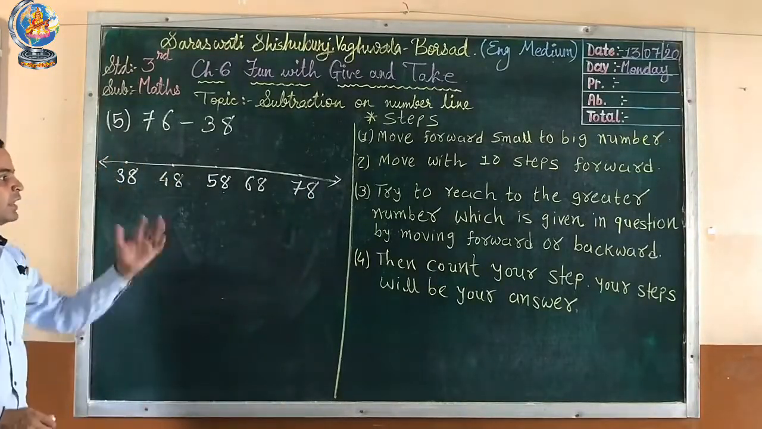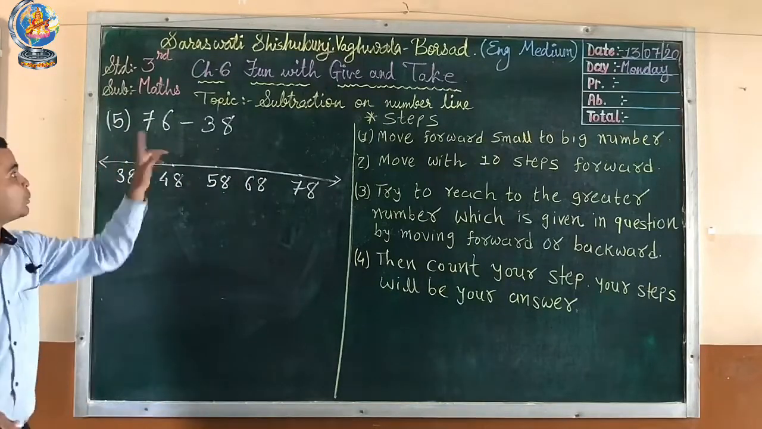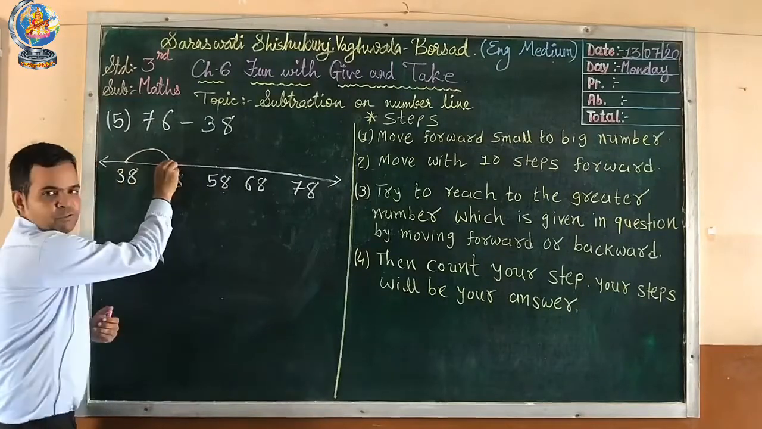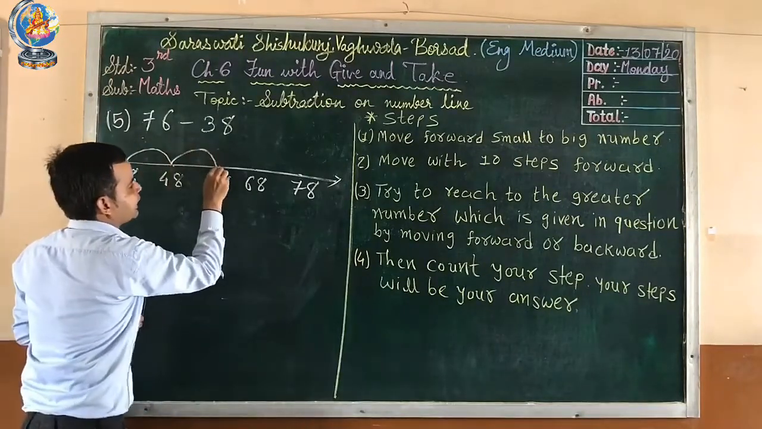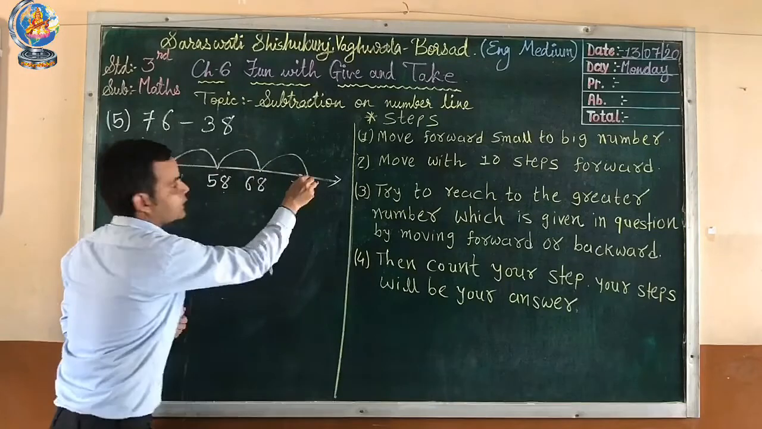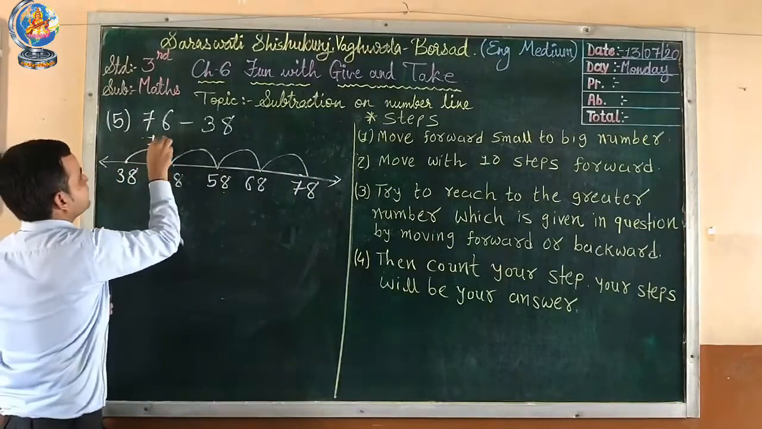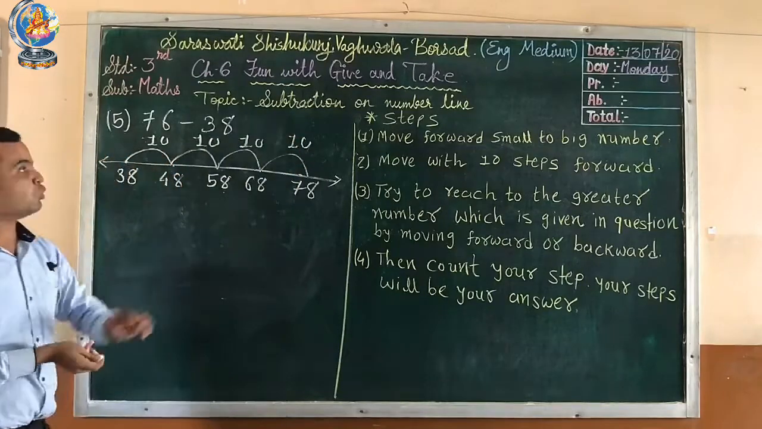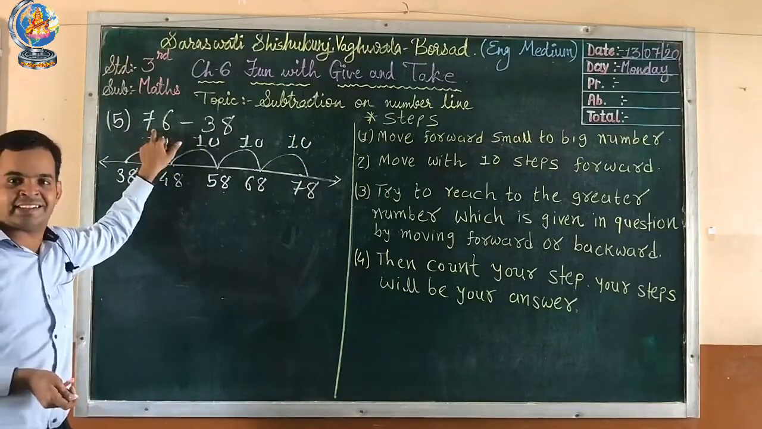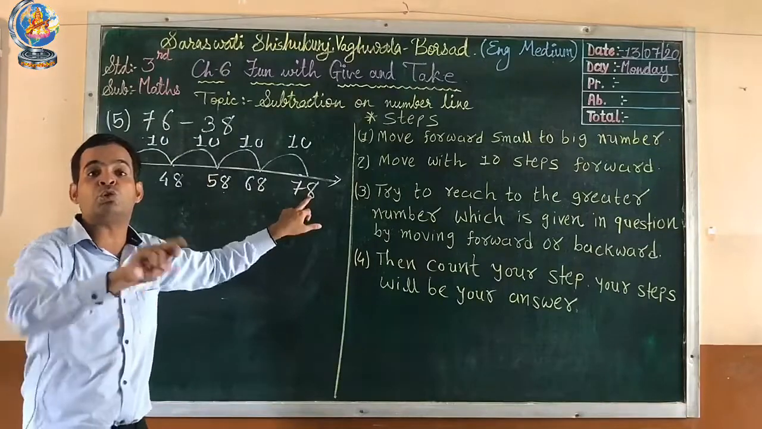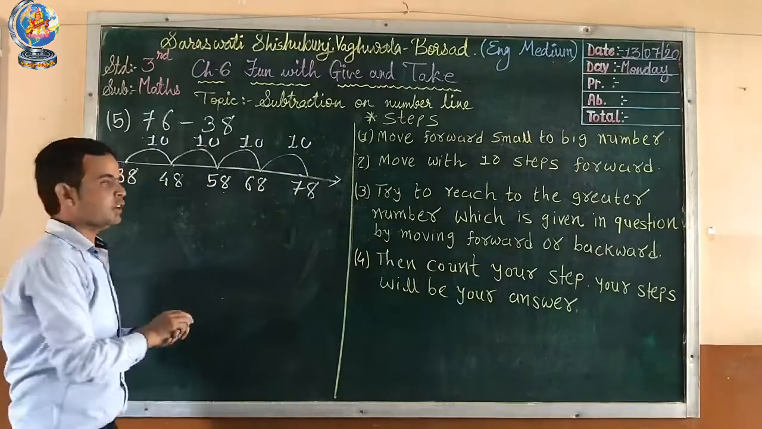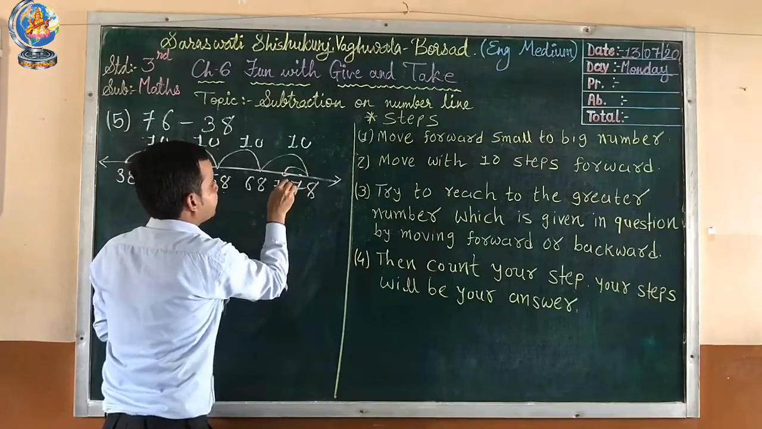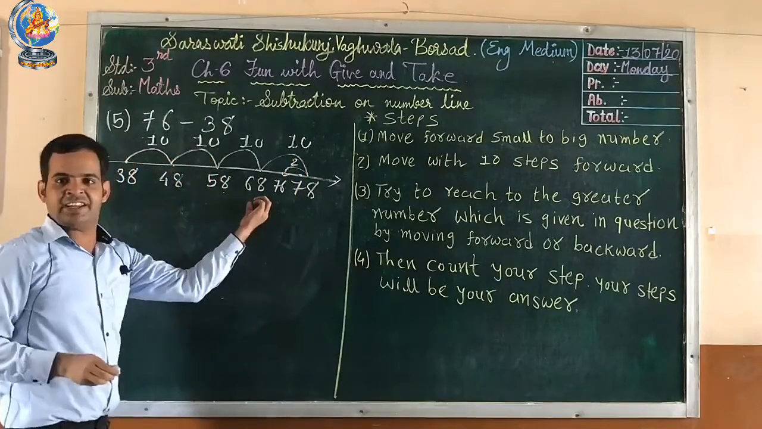Now we have to reach only 76, right? We go 10 steps forward: 10 plus 10 plus 10 plus 10. Here we reach 78, but we have to go to 76. So we have to go 2 steps back, right? If we go 2 steps back we reach 76.